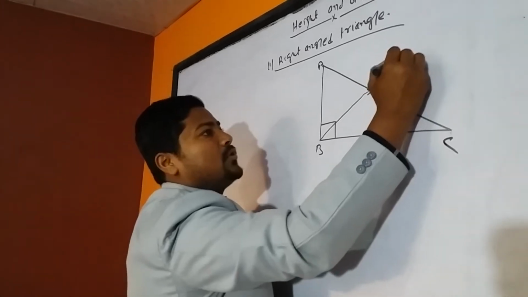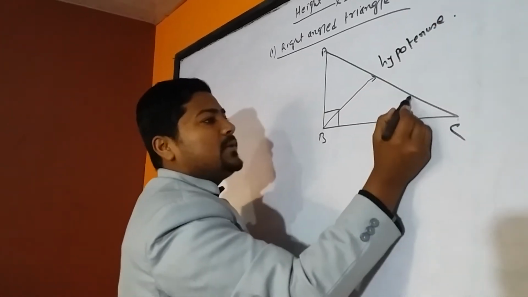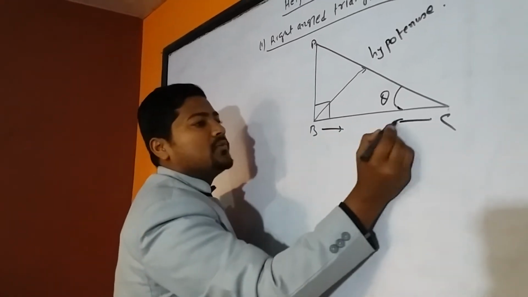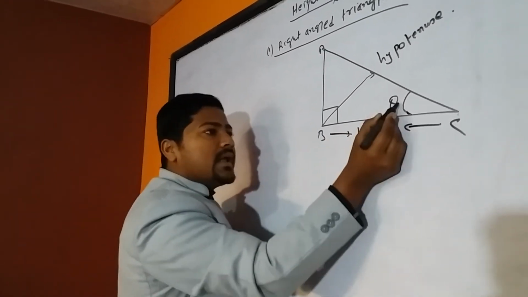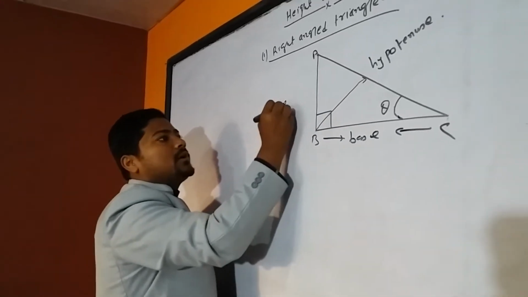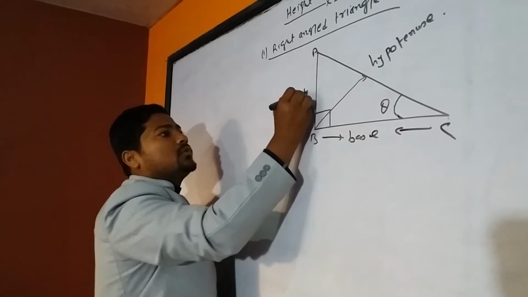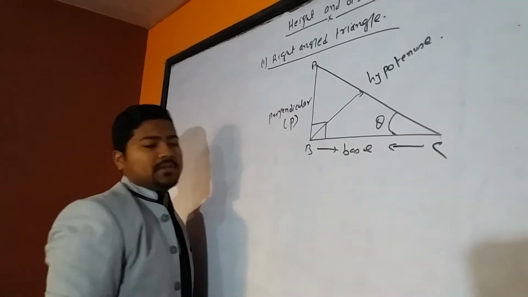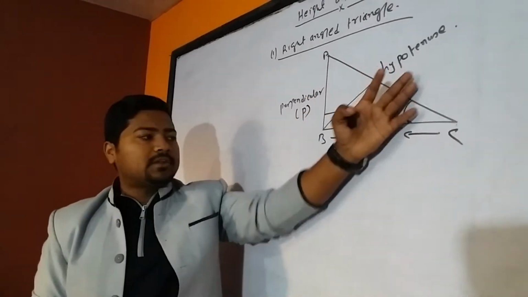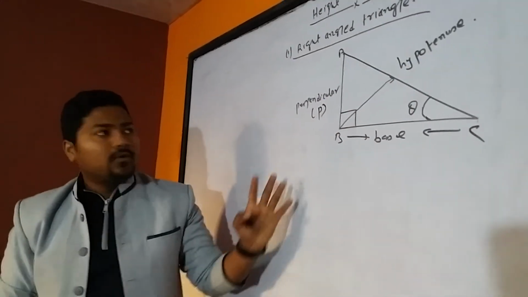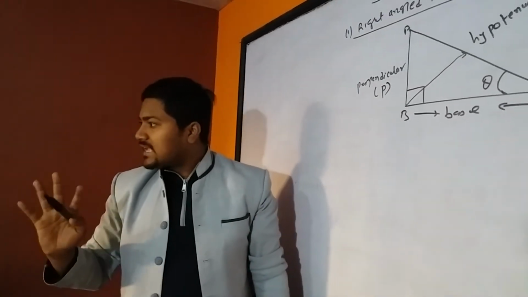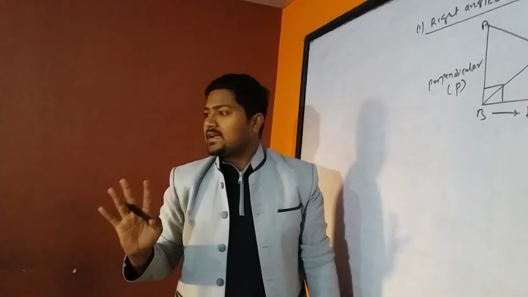We can say hypotenuse. And suppose that angle theta is given, then this side is called the base, and the side opposite the angle is called the perpendicular. We can say this is P. So first of all, in the given figure, you have to understand the hypotenuse, base, and perpendicular. After understanding this, you have to understand the 3 formulas: sin theta, cos theta, and tan theta.